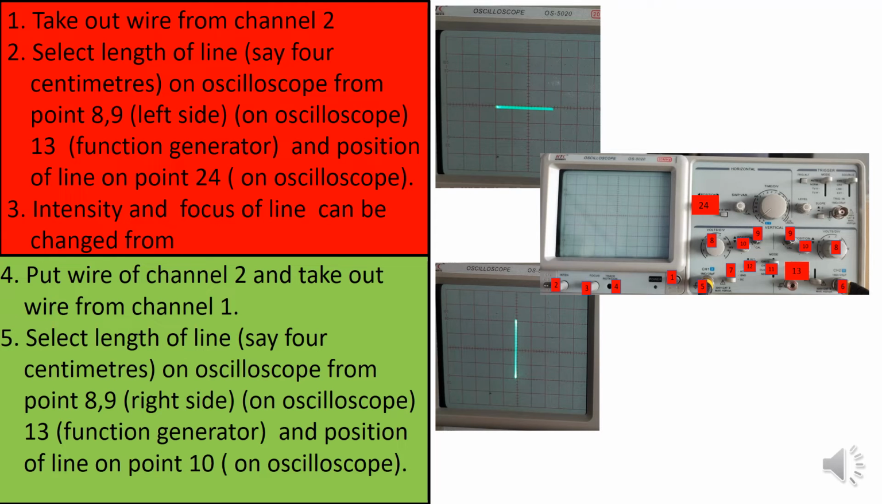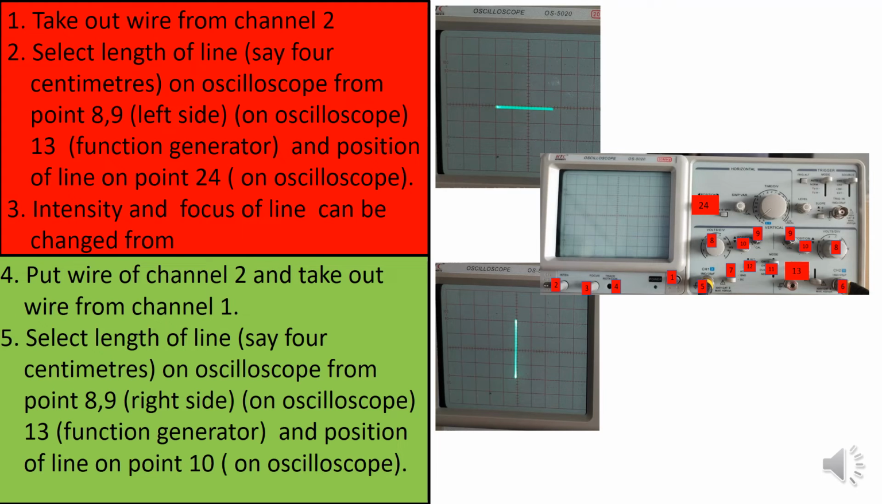First of all, what we have to do is take out the wire from channel 2 of the oscilloscope, and the length of the line for channel 1 is selected. The length can be, say, 4 centimeters or maybe 3 centimeters. It is up to you. Using the numbers given here on the oscilloscope or function generator, these can be used to adjust the line.